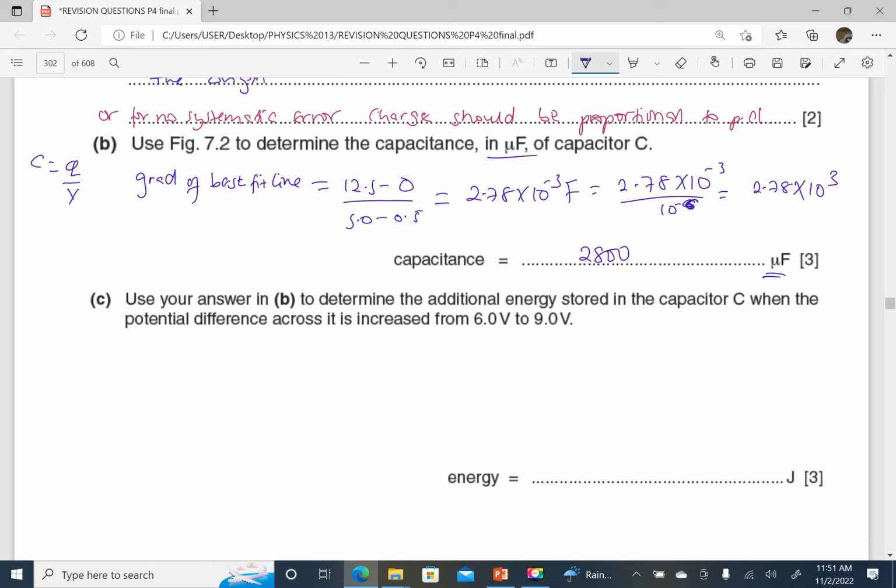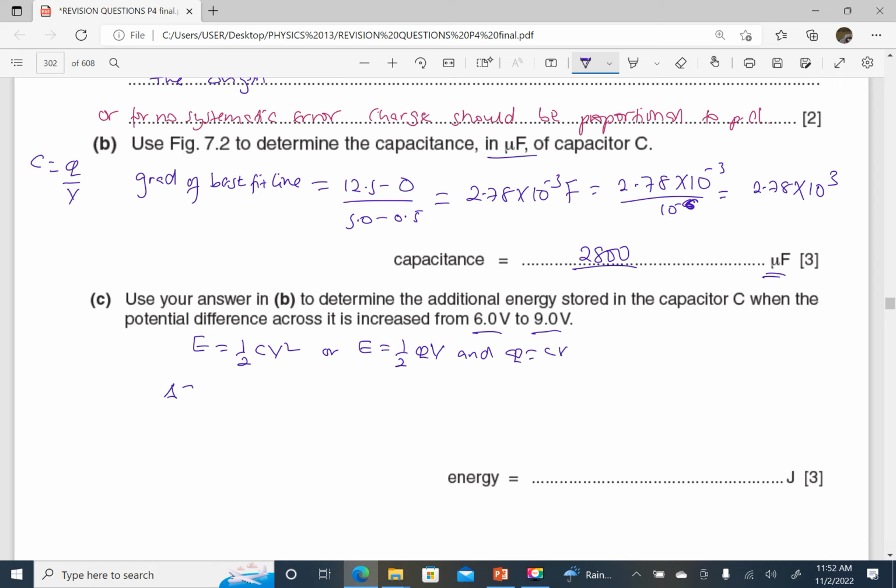Use your answer in B to determine the additional energy stored in the capacitor C when the potential difference across it is increased from 6.0 volts to 9.0 volts. So I will use this answer here to determine the additional energy. Okay, so energy, remember, for a capacitor is going to be a half CV squared, or you can use a half QV, and you know that Q is CV.